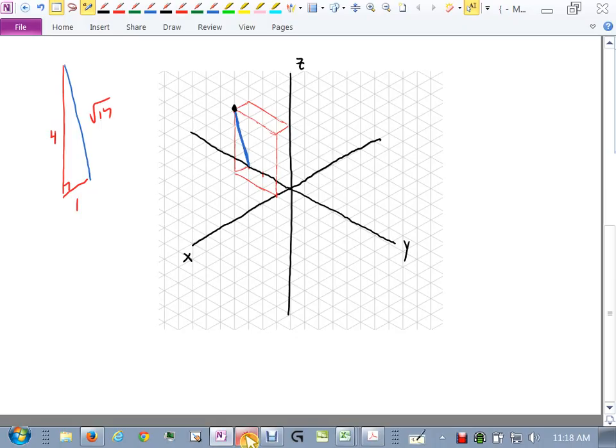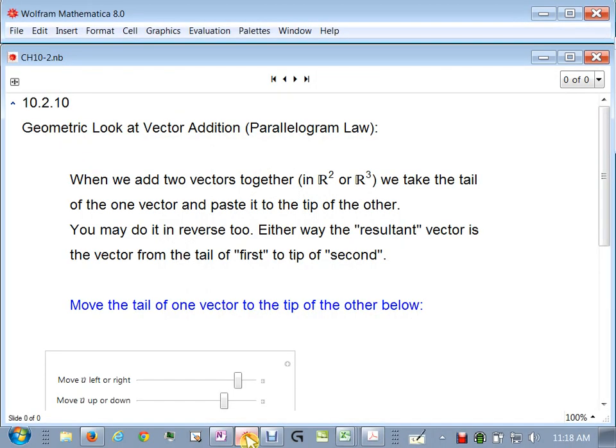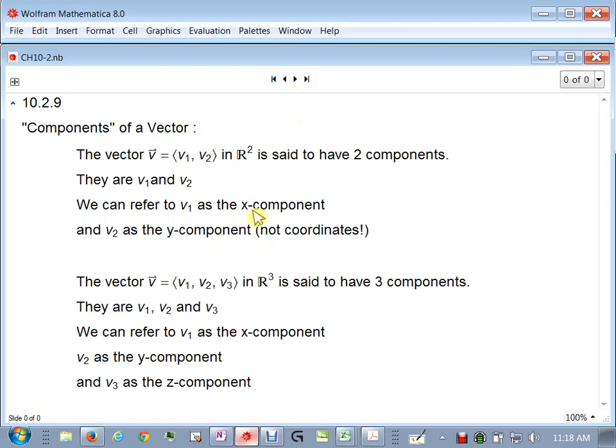All right. So I'm going to pick up with the notes where we left off last time. We had just finished 10.2.9. And we had said that when you define a vector, these things here, which are usually numbers, are what are called the components of the vector. We call them components as opposed to coordinates. Coordinates we reserve for when we're talking about points, right?